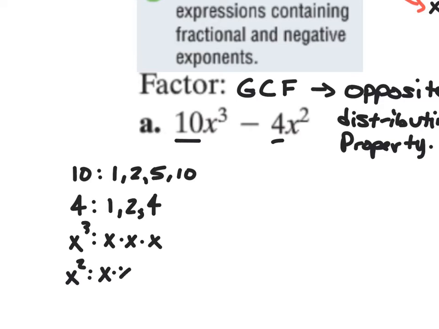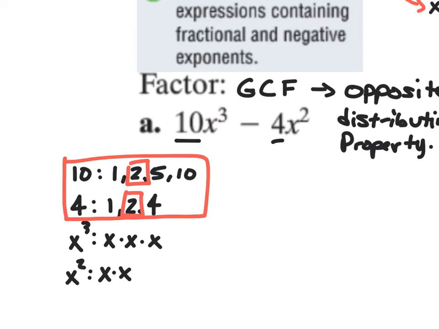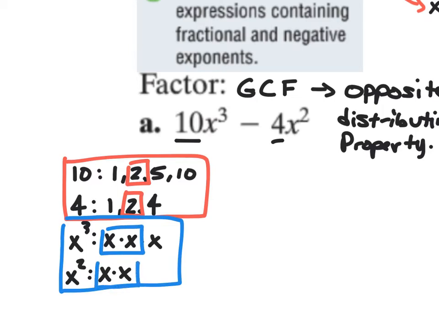just x times x. Now, the reason why I'm doing this is we want to figure out what our greatest common factor is, and it's what's common between each of these groups. Now, if I just group my numbers together, the largest number that's common in both of those lists is 2. If I group my variables together, the common value is x squared. So my greatest common factor is going to be 2x squared.